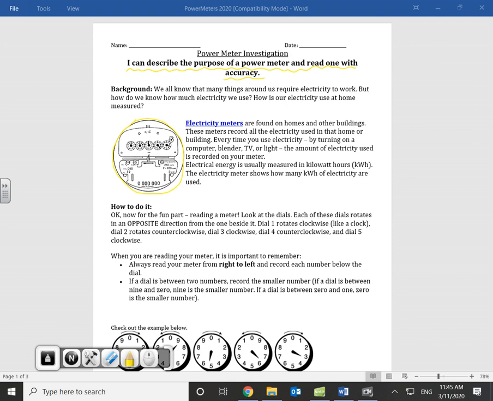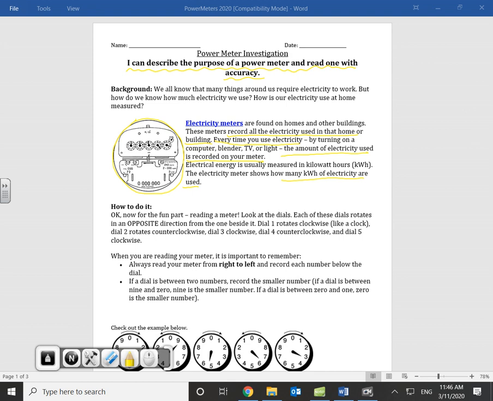So, electricity meters are found on homes and other buildings. These meters record all the electricity used in that home or building. So even apartment buildings have them, but they're not always as easy to find, especially if you're in an apartment building with a few hundred people. So basically every time you use electricity, by turning on the computer, the blender, TV, or lights, the amount of electricity is recorded onto that meter. Every time you turn something on, it's tick, tick, ticking, counting all of that energy that you're using in your house. We already know that electrical energy is measured in kilowatts per hour. We actually talked about that in the prior lesson. And the electricity meter shows how many kilowatts of electricity you are using.